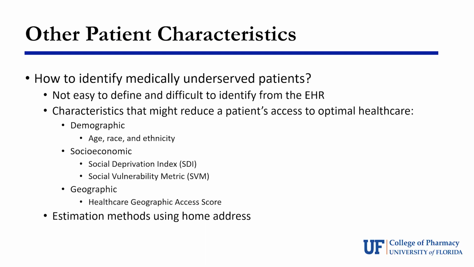So what we decided to do alternatively was think about characteristics we could easily get from the EHR that might reduce a patient's access to receiving optimal healthcare. And so, obviously we thought of demographic factors, socioeconomic factors, which, because they're not in the EHR, we plan to calculate based on where the patient lives, and geographic factors as well. And primarily the mechanism we're going to use is the healthcare geographic access score that we mentioned previously. And again, these are all estimates that are using a home address.